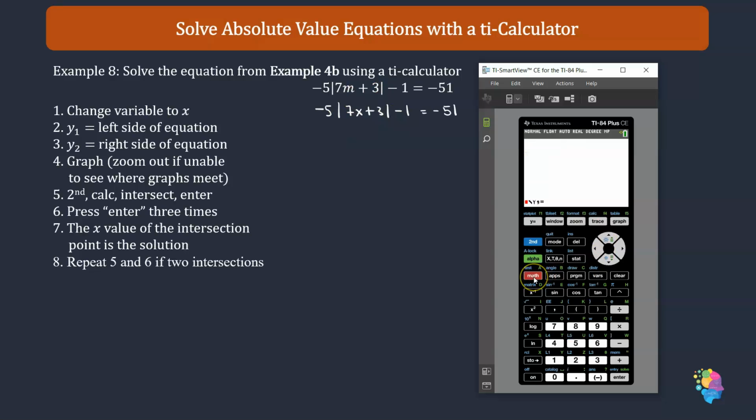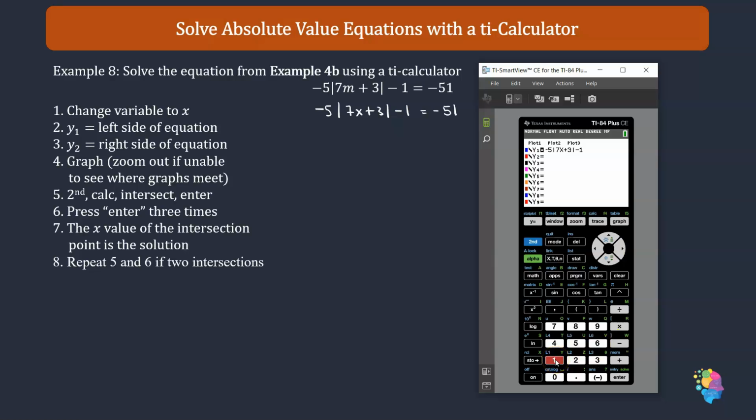So if you go to math and move to NUM or the numbers, you're going to see that it reads ABS, and that stands for absolute value. So press enter. There it is. Now we have the two bars waiting for us to write the expression inside of it. In this case, it's 7x plus 3. Here's the x plus 3. Now we get out of the absolute value and we enter the minus 1.